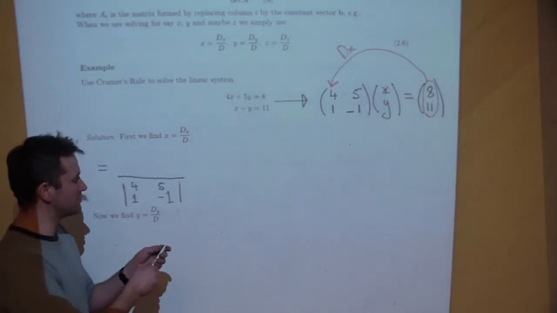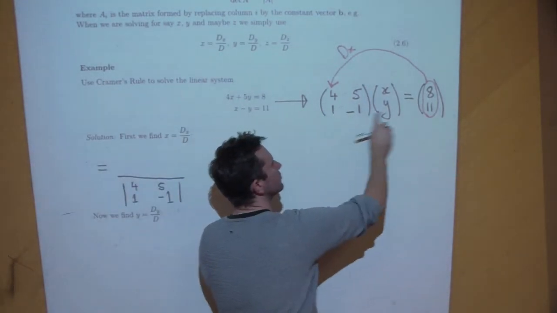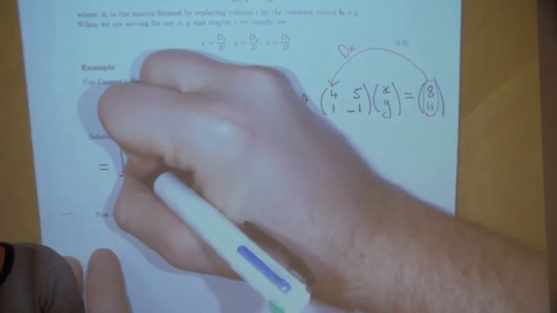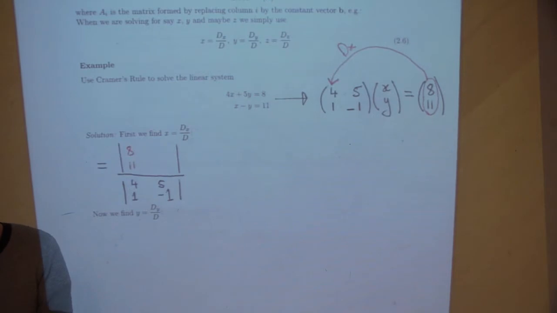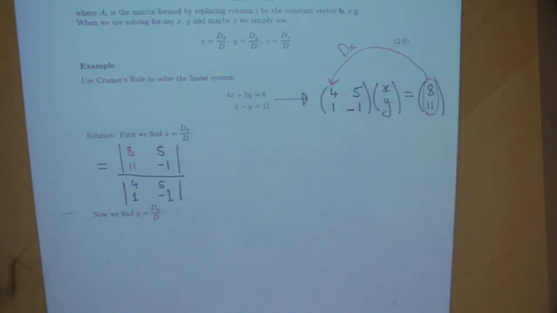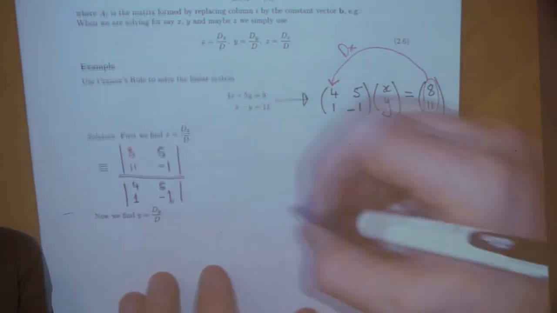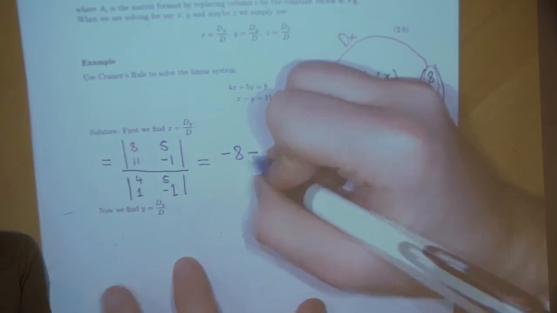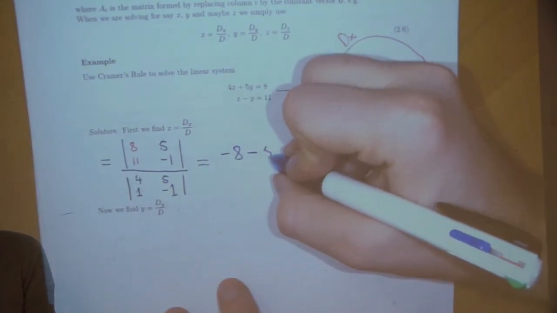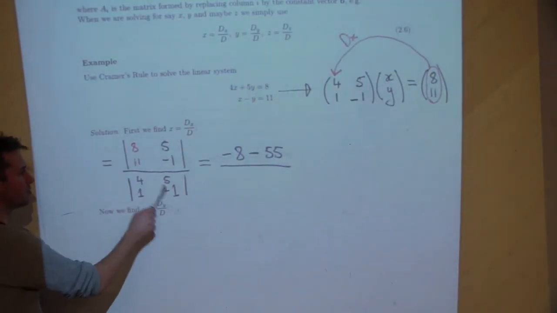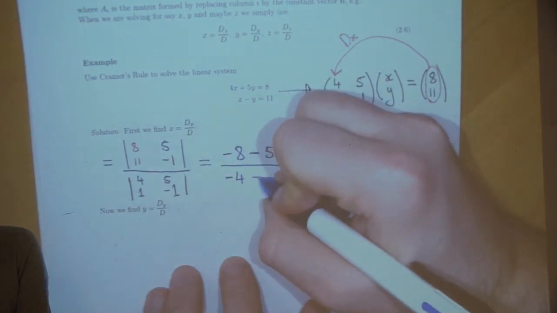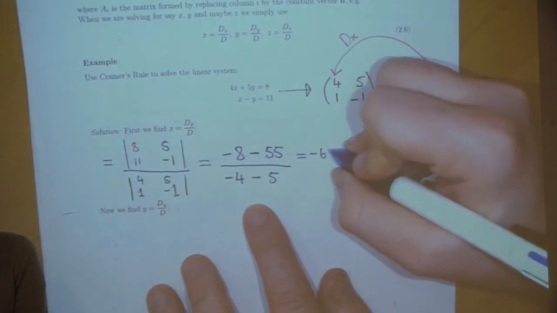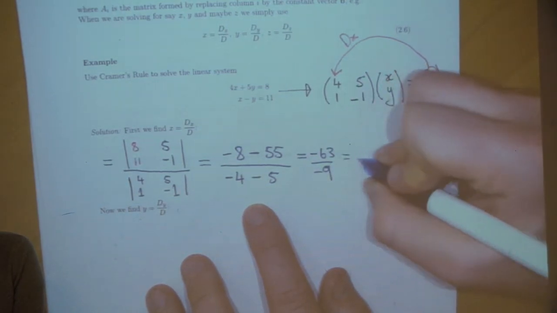So dx, what you do is it's the same thing, but instead of the x coefficients, you put in the constants. So instead of 4 and 1, you put in 8 and 11. The other bits are the same. And now you just do your right down diagonals minus left down diagonals. So do 8 by minus 1 is minus 8, take away 5 by 11 is 55. And then 4 by minus 1 is minus 4, take away 5 by 1 is 5. So I get minus 63 over minus 9, which is equal to plus 7.